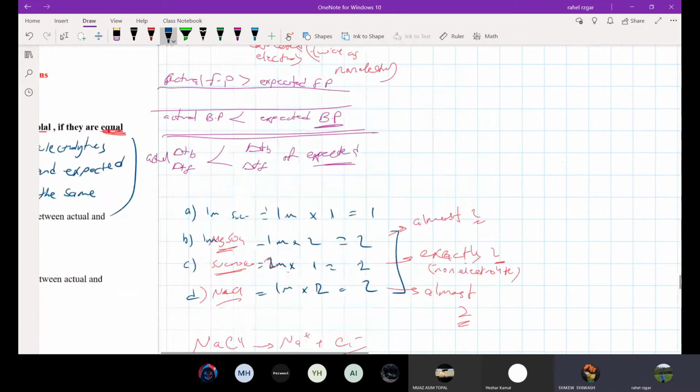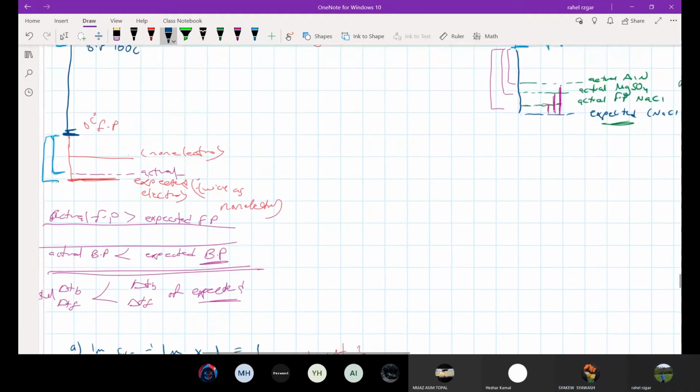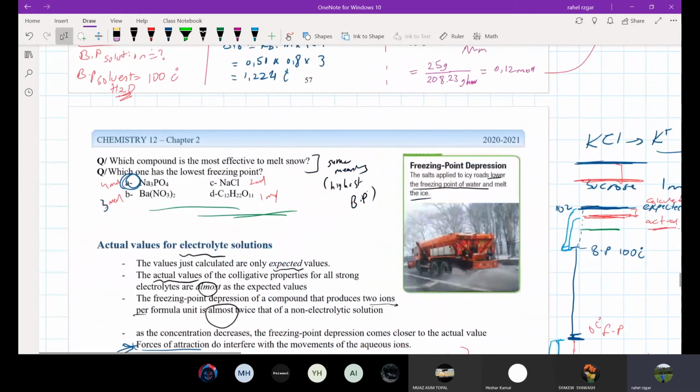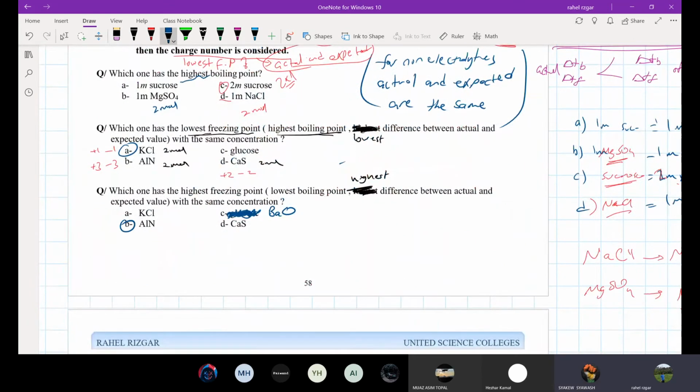Okay, just like this figure. Look at this figure, which one has the lowest boiling point? Aluminum nitride. Which one has the highest freezing point? It's on top, it's aluminum nitride. Which one has the highest difference between actual and expected? Aluminum nitride. So what would be the answer to that question? B.